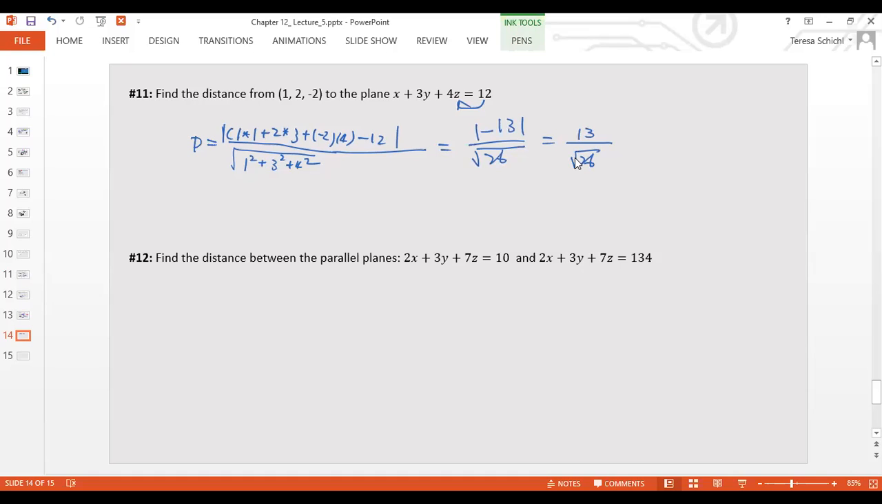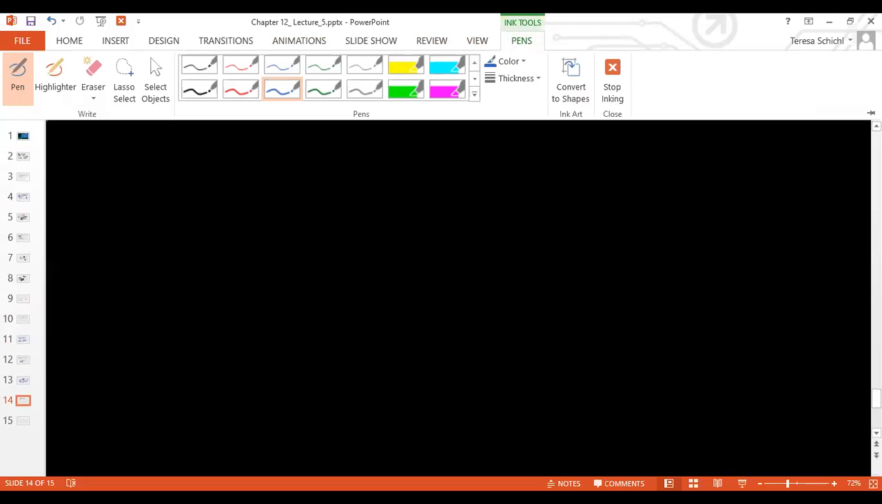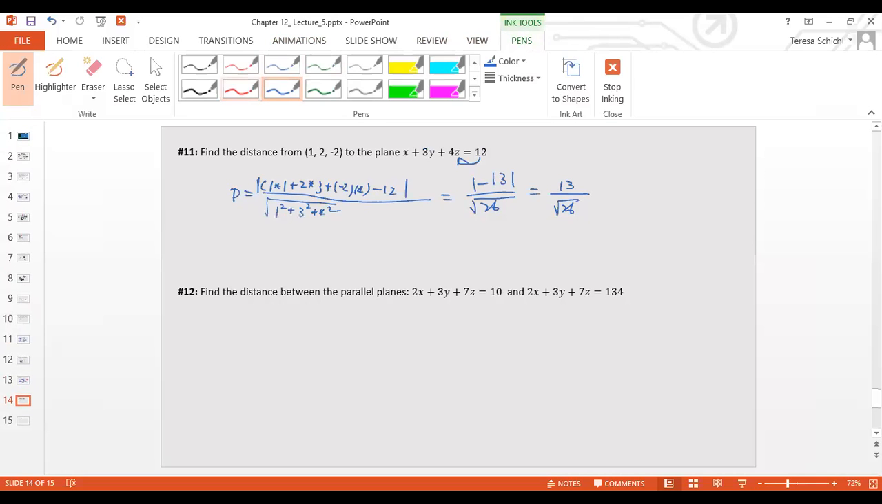Okay, and now the next problem is to find the distance between the two parallel planes here. So think about how I can find the distance between two parallel planes. Let me see, we can make it smaller here. So the distance between the two parallel planes, that means first, if I find a point in one plane.